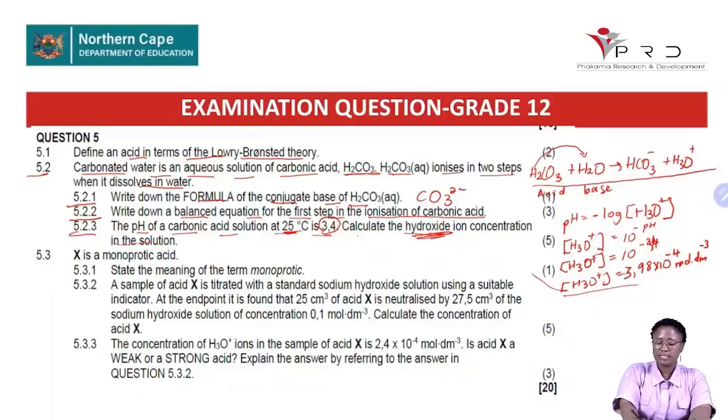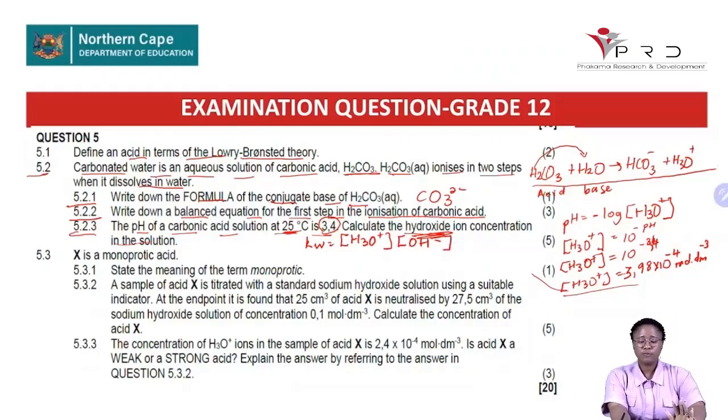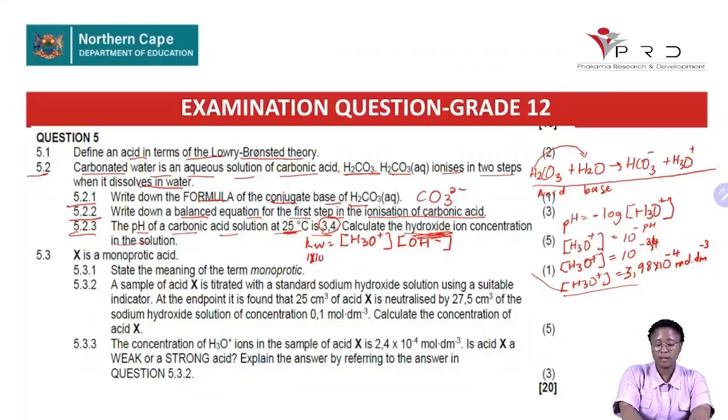We know that Kw at 25 degrees is equal to the concentration of hydronium ion H3O plus multiplied by the concentration of OH minus. This formula, you don't have to memorize it. It's there on your formula sheet. What is the value of Kw at 25 degrees? It is 1 times 10 to the power negative 14, which is equal to the concentration of hydronium.